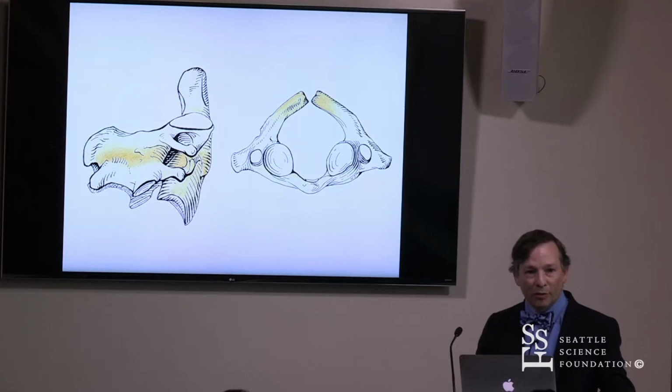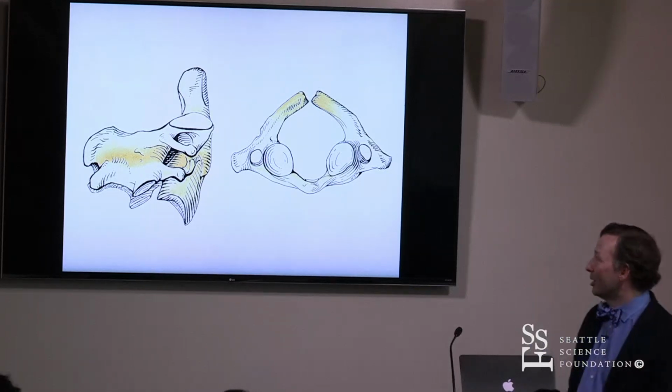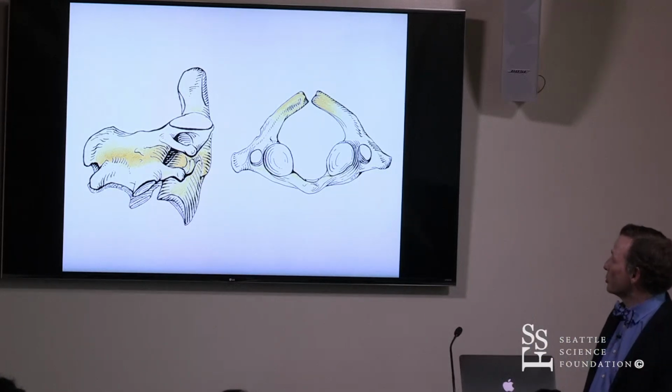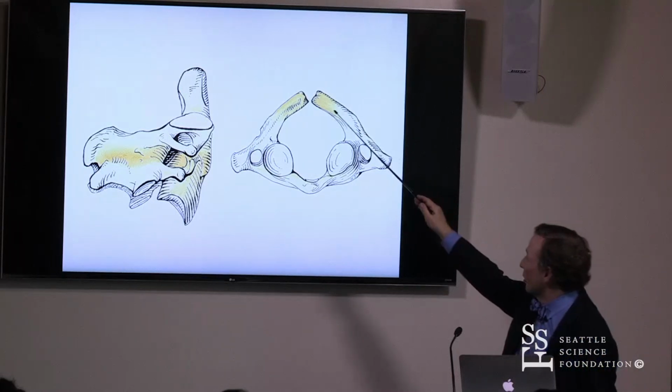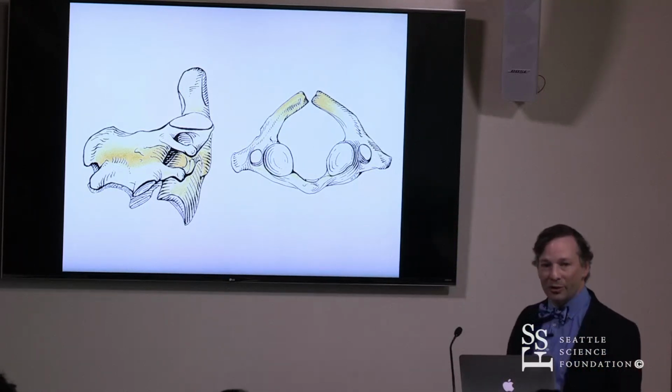You can have fusion of the cervical vertebrae, referred to as Klippel-Feil anomaly. So this is C2 and C3 fused on the left. You can have a posterior arch that's not fused, anterior arch, anything you can think of you can have.